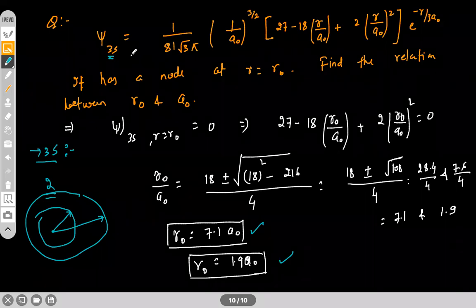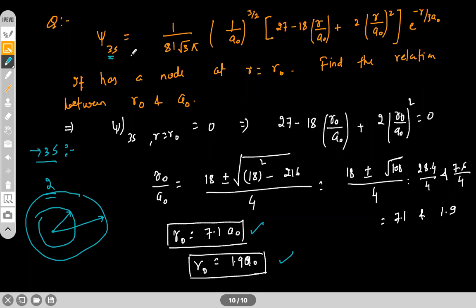So this is it for this particular chapter, that is atomic structure. We have done everything in so much detail. So we'll start with the next chapter, and that is periodic classification or periodic properties.